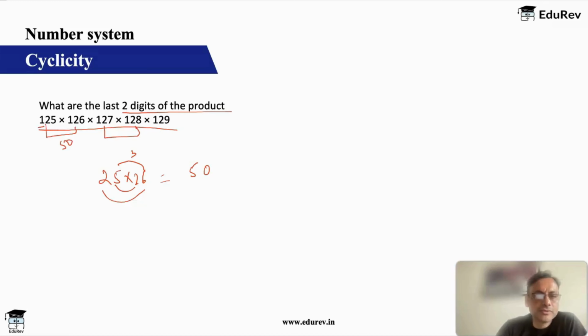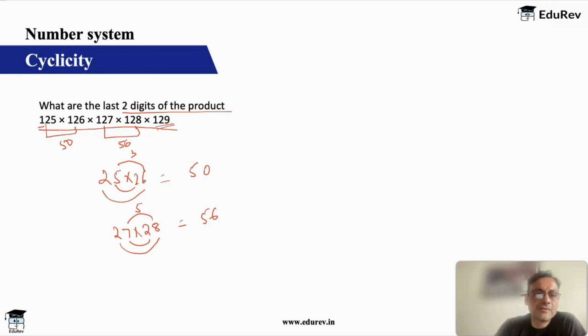Similarly, what do they give you? 27 into 28. So 8 into 7 is 40, 48, 56. So 6, 5 carry. Then 8 into 2 is 16 and 7 into 2 is 14. 16 plus 14 is 30. 30 plus 5 is 35. So 56. So they give you 56.